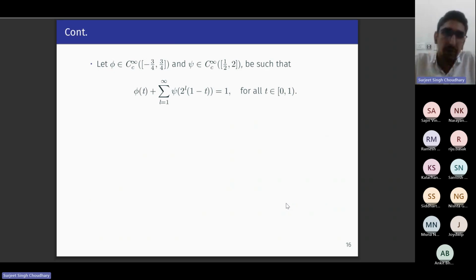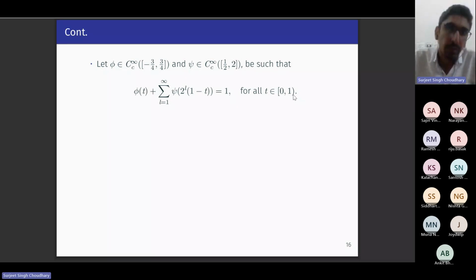Now, we first decompose our multiplier into annular regions. So let phi be a smooth function, compactly supported in the interval minus 3/4 to 3/4, and psi is supported in half to 2. And they satisfy this partition of unity on the interval 0 to 1.